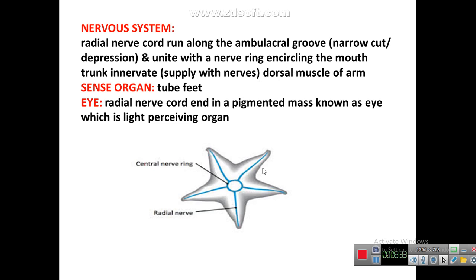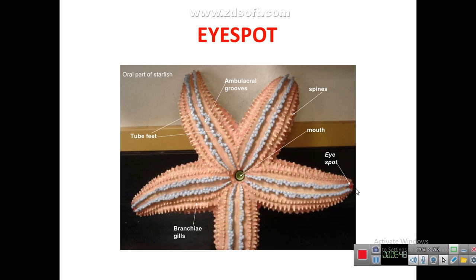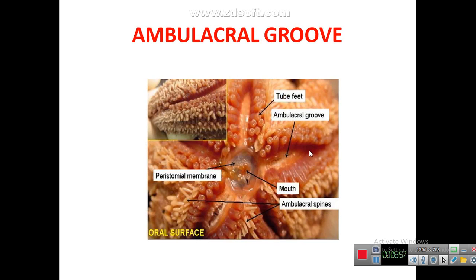Sense organs are the tube feet, eye, and radial nerve cord. The radial nerve cord ends in a pigmented mass known as the eye, which is a light perceiving organ, meaning light sensitive. This is the eye or eye spot, which is pigmented, present at the end of each arm. These are the ambulacral grooves to which tube feet are attached. These are the narrow cuts or depressions.